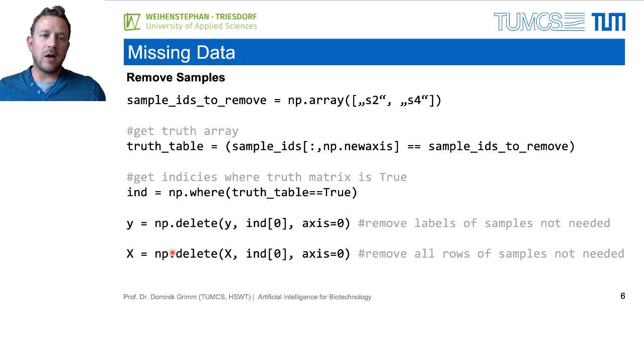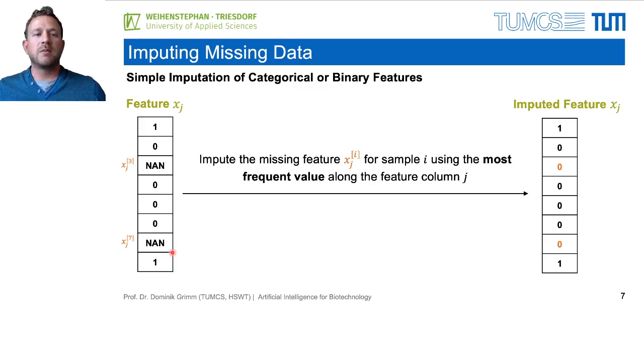So we now know how we can filter or match up samples and how we can remove samples from our dataset. In the next step, we will look at how we can impute missing data. And there are different ways. First, we will look at a very simple idea of how we can impute missing values.